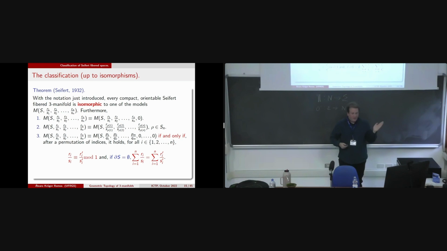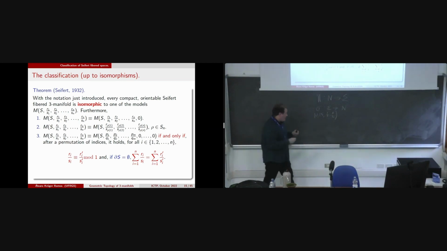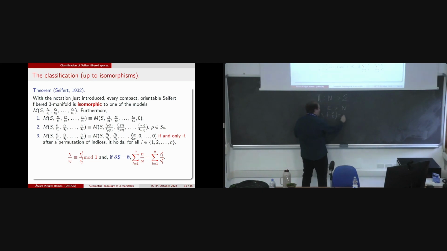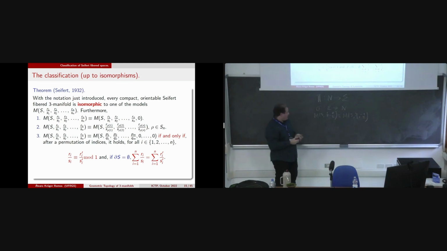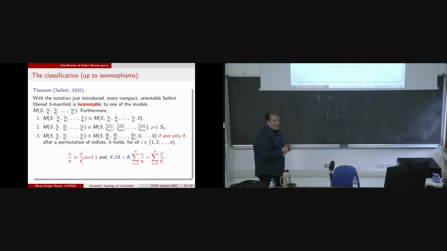For instance, if you have M(S; 1/3, 1/2), and S has no boundary, this is going to be isomorphic to M(S; 4/3, -1/2). Because here I added 1 to the first number, so I had to subtract 1 from the second one. The sum of these numbers has to be the same. And it's basically an if and only if.